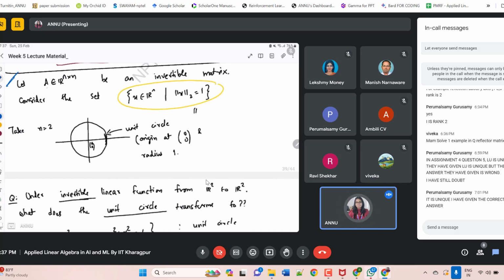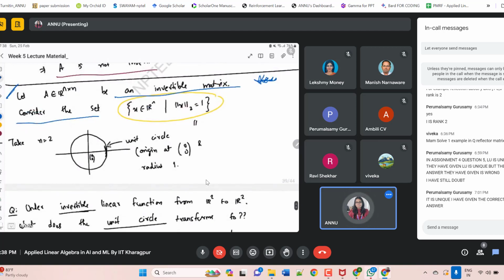Let A belong to R n cross n be an invertible matrix. Consider the set X such that mod of X is equal to 1. This is very, very important. This is actually a unit circle with origin at 0. Why? Because x1 square plus x2 square is equal to 1, so this is the equation of a circle.